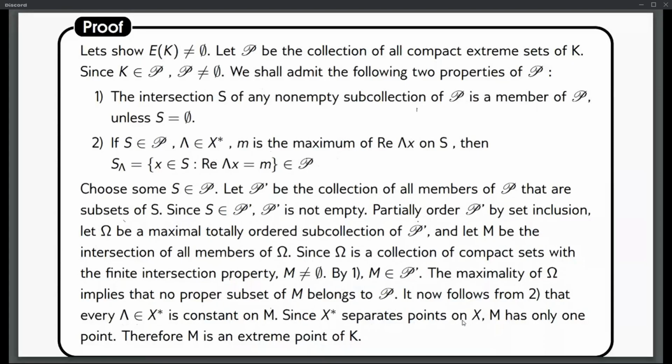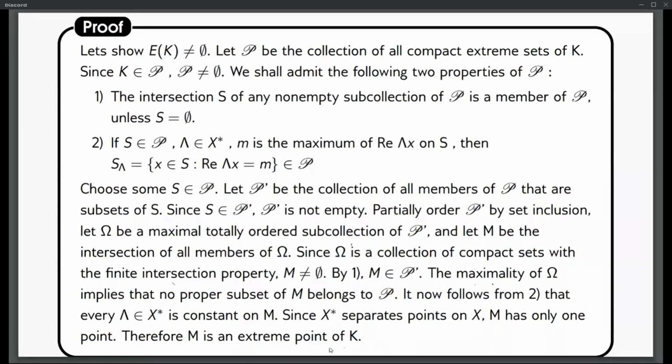Now because X star separates points on X, M has only 1 point, because if it had 2 points, then we could find a lambda that takes a different value on one point than on the other. So we wouldn't get this result. Again, the separation of points is what saves the proof here. This means that M has only 1 point, and therefore M is an extreme point of K. This strategy of using the fact that X star separates points is quite common in most proofs. Keep your eye out for it.